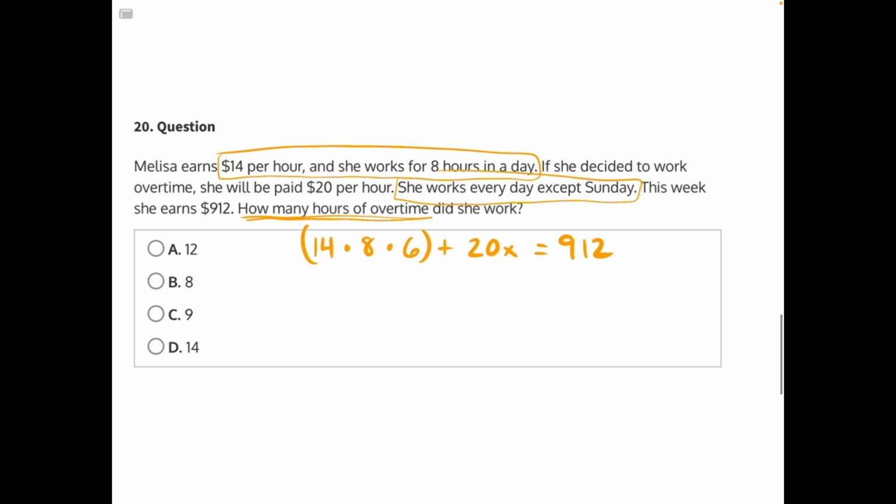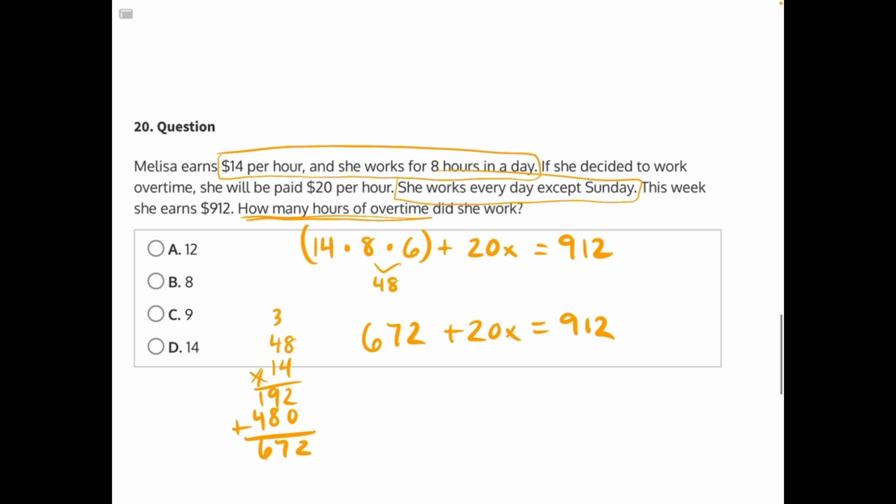8 times 6 will give us 48 times 14. We'll bring that over to the side here. 4 times 8 is 32. 4 times 4 is 16. Plus 3 is 19. And then 1 times anything is just itself. 9 plus 8 is 17. 2 plus 4 is 6. We have $672 without overtime. Add on our overtime, and that will equal 912.